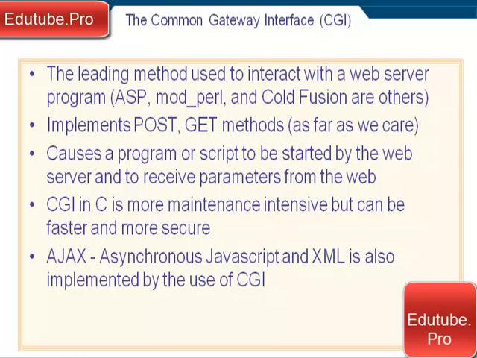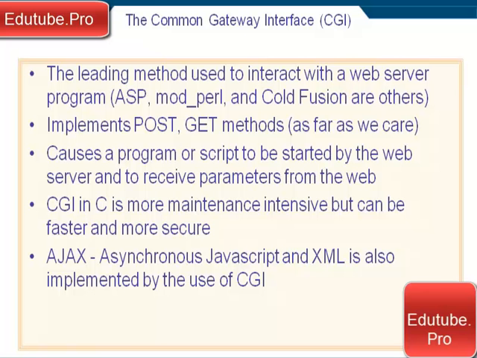Now, there is also ASP for Microsoft, ModPerl, and Cold Fusion as a couple of other methods, but CGI is far and away the most common method used to get in between a server and the client. CGI is also implemented on all of the major web servers, Apache, IIS, anything that we're going to be using, certainly. So it's there for us.